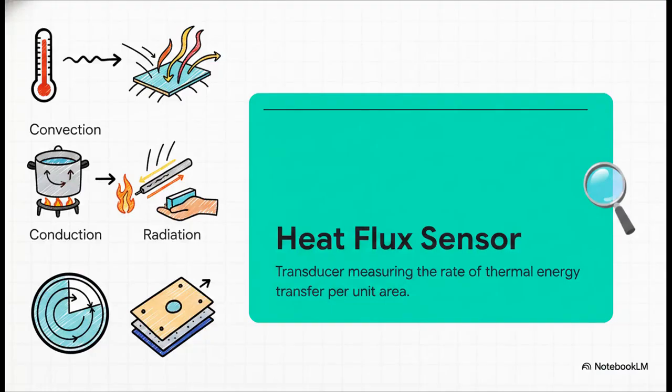A standard temperature sensor just tells you how hot something is, but a heat flux sensor is much more dynamic. It measures the actual rate of thermal energy transfer across a surface, expressed in watts per square meter. Whether the heat is convective, conductive, or radiative, these transducers use specific geometries, like a Gardon gauge or a Schmidt-Boelter gauge, to monitor the sheer intensity of the heat flow.